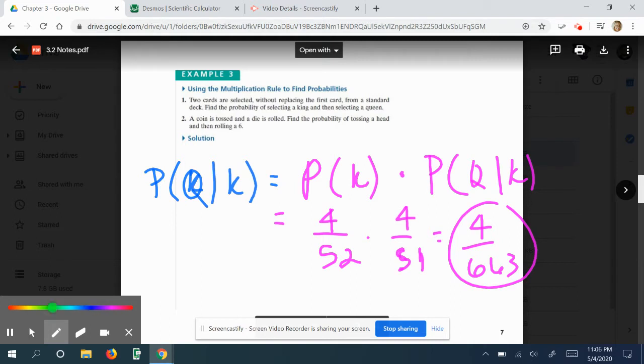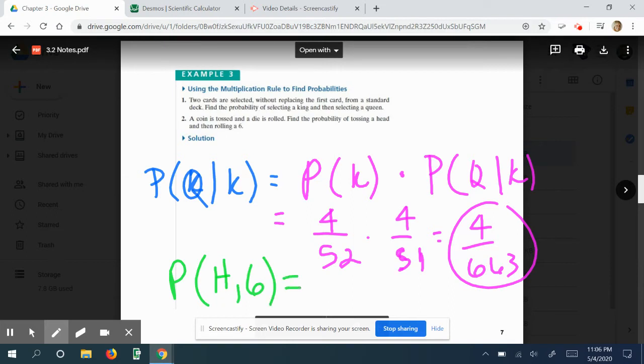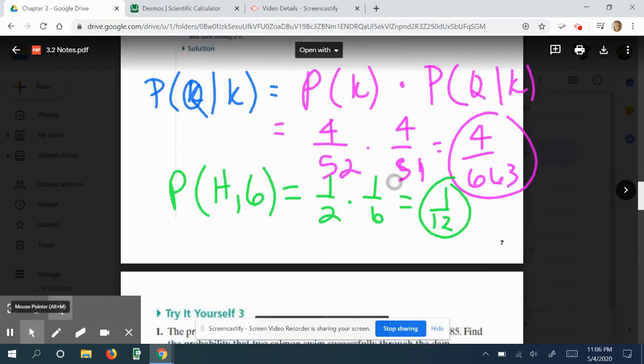It says a coin is tossed and a die is rolled. Find the probability of tossing a heads and then rolling a 6. All right, well, the probability of a heads is 1 over 2, right? And the probability of rolling a 6 is 1 out of 6. And so we said this would be 1 out of 12. And there we go. So hopefully that wasn't too difficult.